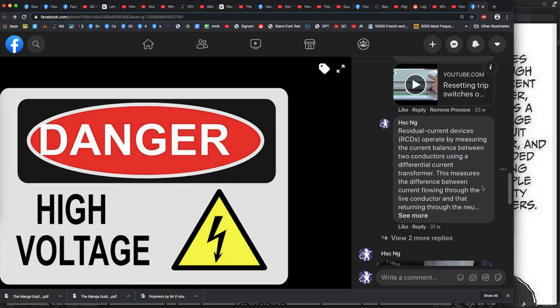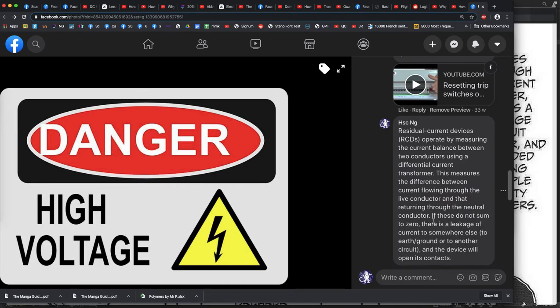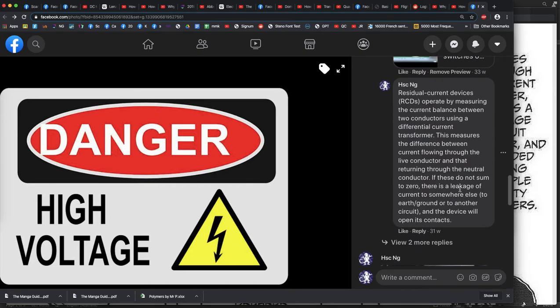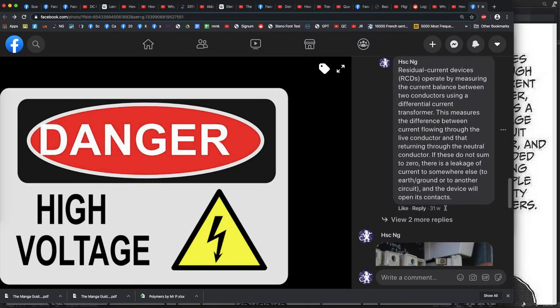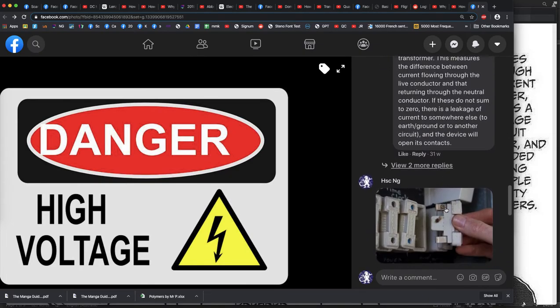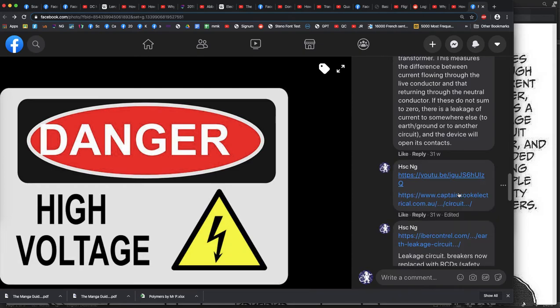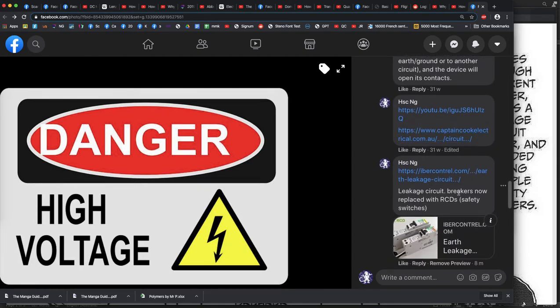Okay, so residual current devices, RCDs, operate by measuring the current balance between the two conductors using a current transformer. This measures the difference between the current flowing through the live conductor and that returning through the neutral conductor. If they do not equal zero, if they're not perfectly balanced, it means that there's electricity being leaked somewhere else, and it will then open the contacts, which means it shuts off. I probably should have had a more simplified answer there.